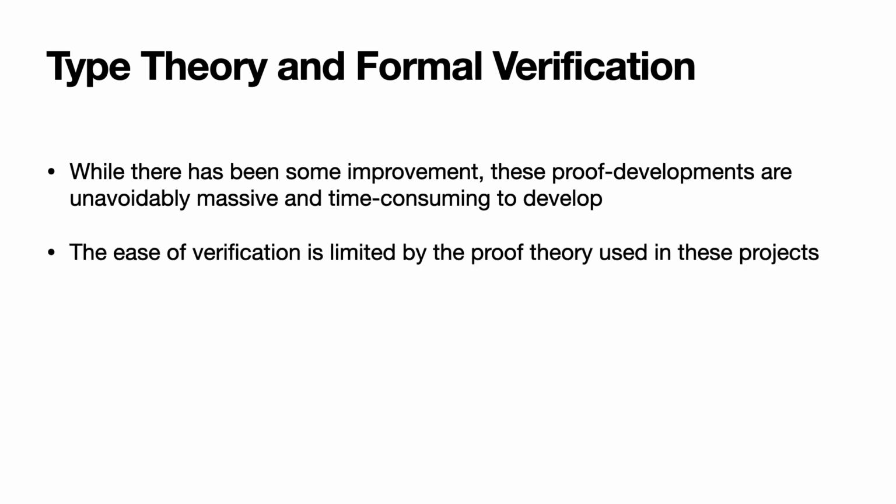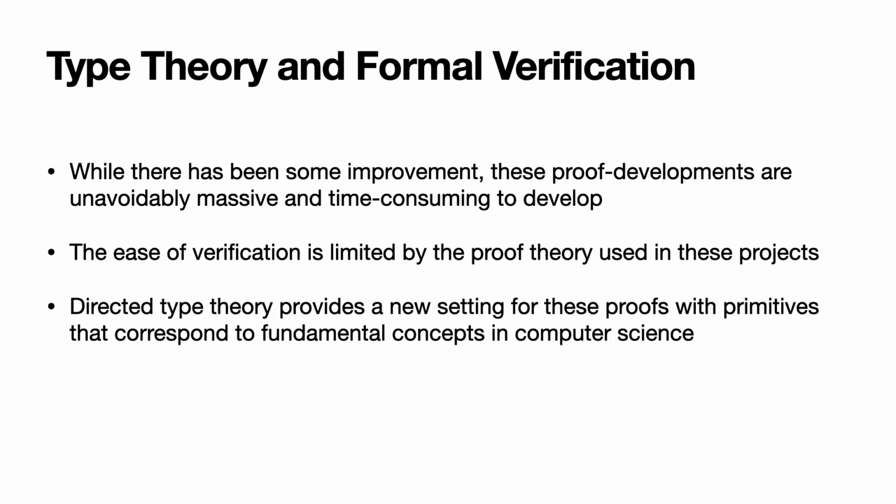From my perspective, one of the main limitations and things that continues to make this challenging is the proof theory that people are using in order to do these projects. And in particular, by changing the proof theory, one could potentially make these projects less expensive and less time-consuming. Directed type theory provides a new setting where one could do formal verification and has the potential to make things much easier, as it has primitives that align nicely with the sorts of structures that we study in computer science.